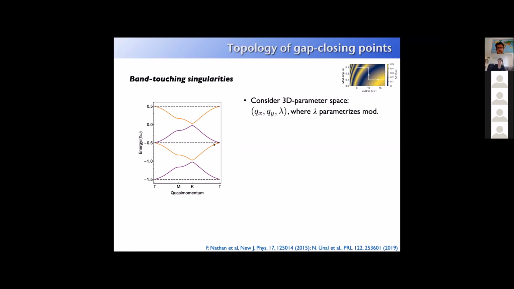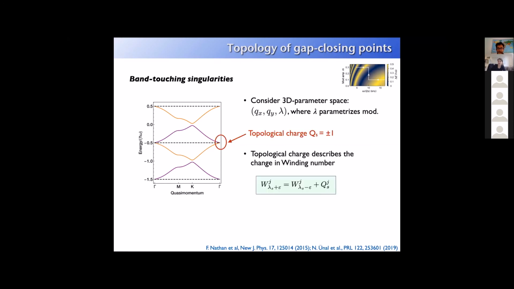And this gap closing point can actually be associated with a topological charge. We have a linear gap closing point, and the topological charge determines how the winding number changes across a topological phase transition point. So this is depicted here. It illustrates how the winding number changes, and the topological charge in our case is either plus or minus 1.